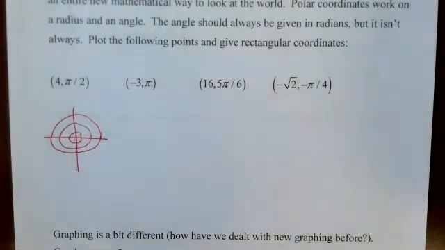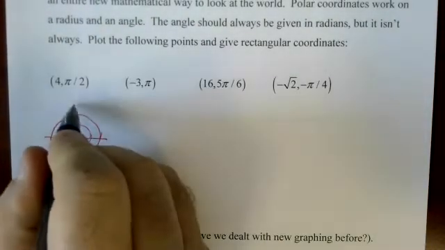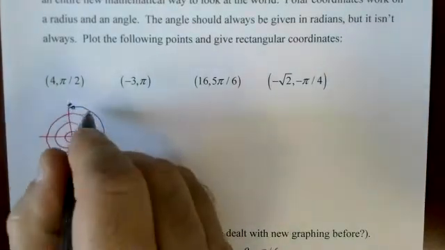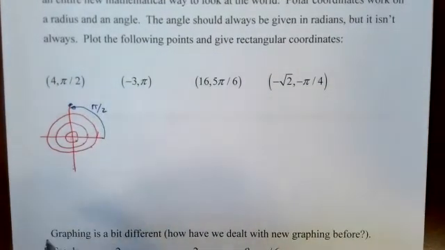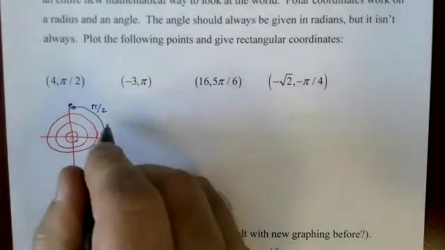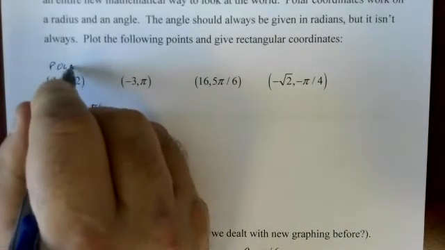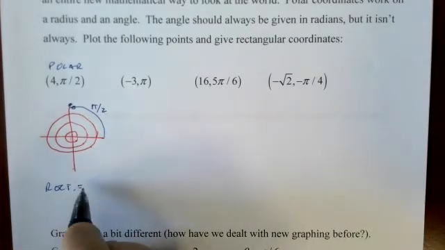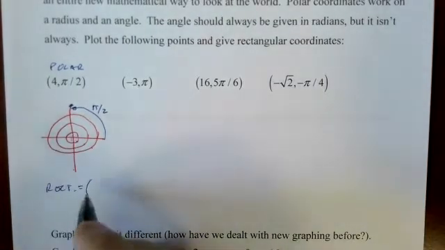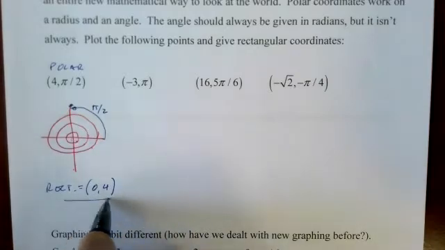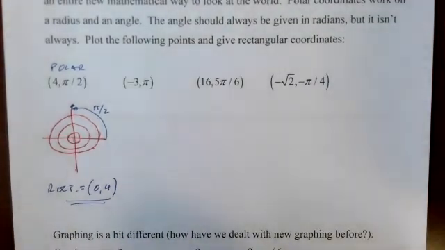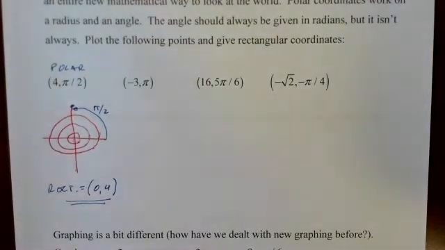So 4, pi over 2 would be 1, 2, 3 here, and here. I actually cheated. I knew that was going to be there. So that's polar. Rectangular would be 0, 4. All right. So I just graphed them and worked them out. A lot of people don't like this. They want to know exactly what we're doing and why, but yeah, you're kind of stuck with it.